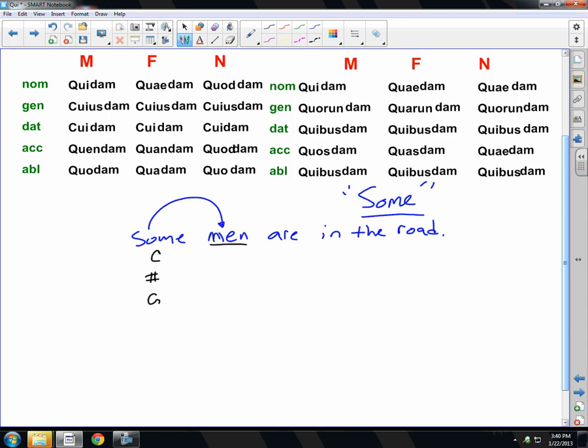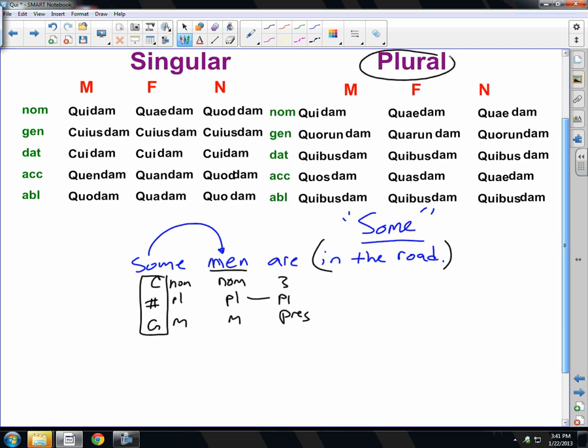Men is the subject of this sentence, so the case is going to be nominative. Men is plural. The gender is masculine. Are is going to be third person plural, has to agree with its subject, and it's present tense. In the road is a prepositional phrase. So I need to find the case, number, and gender: nominative, plural, and masculine. So I want to go over here to the plural side now, find my masculine, and find the nominative form. Here it is, quidam. In this case, we would have quidam for men, plural, if I use the nominative plural form. The third person plural present of our verb is sunt. And then I have in the road, I have in, and then road is our via. That's it. We have some men are in the road.